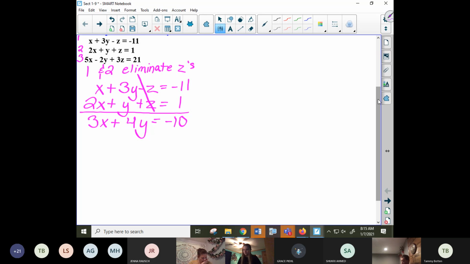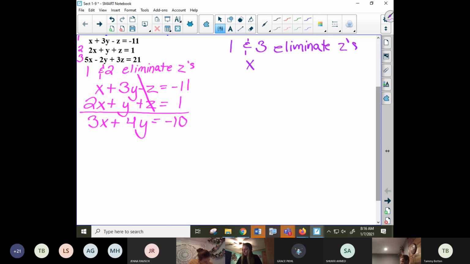Okay, so now I want to pick a different 2 equations and eliminate the same variable in that one. Now I just took 1 and 2, so my options would be to take 1 and 3 and try to eliminate the z, or take 2 and 3. Again, wouldn't matter. You just kind of decide and go with it. So I'm going to take 1 and 3. And again, you have to eliminate the same variable that you did the first time. So I'm going to eliminate my z's again.